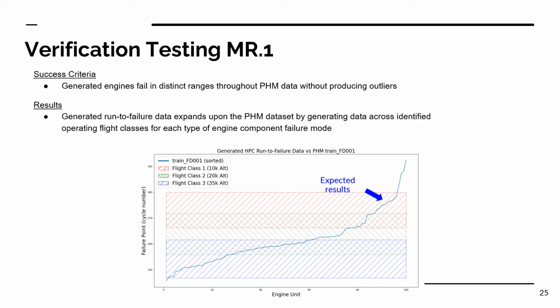Our success criteria is that generated engines fail in distinct ranges throughout the existing data without producing outliers. And results show that the generated run-to-failure data expands upon the existing data sets by generating data across identified operating flight classes for each type of engine component failure mode.